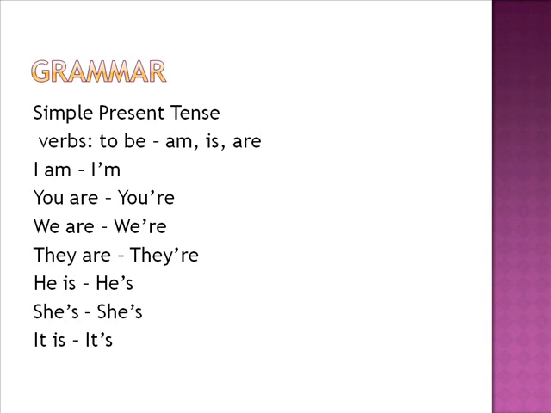So let's have some examples. So you say I am. Okay, you are. In contraction, this becomes you're. When you're actually speaking, the contraction becomes you're. And we are becomes we're. They are becomes they're. So for third person singular, you use he is, which becomes he's. She is becomes she's. It is becomes it's.